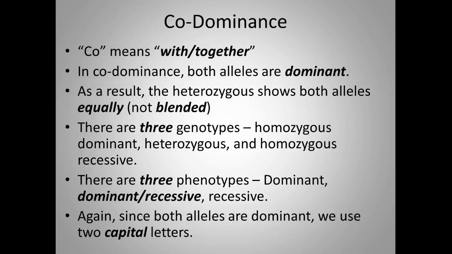Codominance works a little bit differently. Co means with or together. So in this type of inheritance pattern, both alleles are dominant, meaning they both are expressed equally. They don't blend together. You still have three genotypes: homozygous dominant, or two alleles of the one kind, the heterozygous, and homozygous recessive, two alleles of the other kind. But again, there's three different phenotypes: the dominant, the recessive, and then the heterozygous genotype that produces both alleles expressing themselves. We'll call that dominant and recessive. So again, we're going to use two different letters. We're going to keep them both capital.